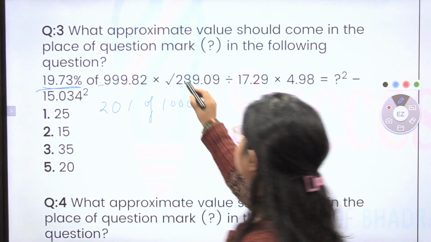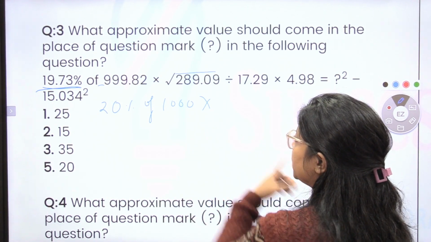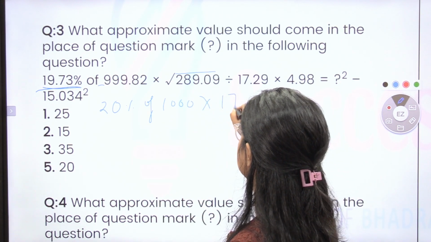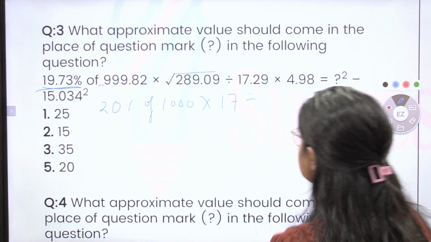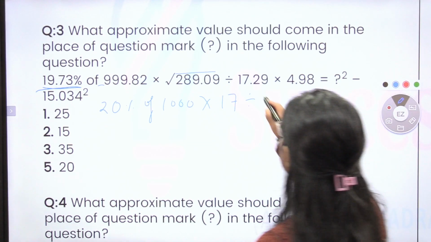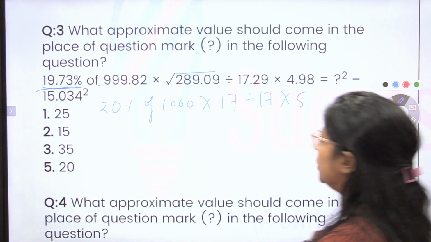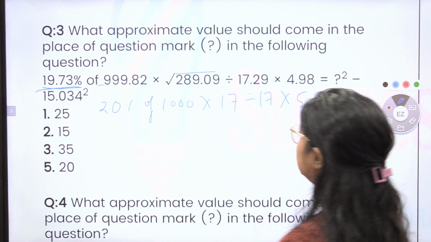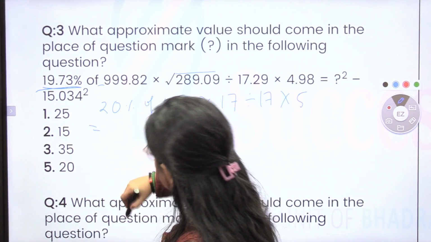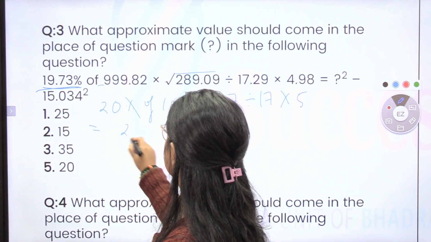Then 2 square root of what? Square root of 289.09. You will consider only 289. So the square root of 289 is 17. Here 17.29, after the decimal the number is less than 5, so we will approximate it as 17 into 4.98, which is 5. You got this till here? Then 20% of 1000. Cancel out 2 zeros with the percentage and it will give you 200.